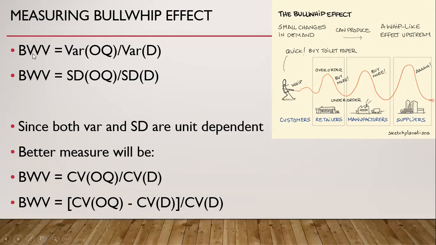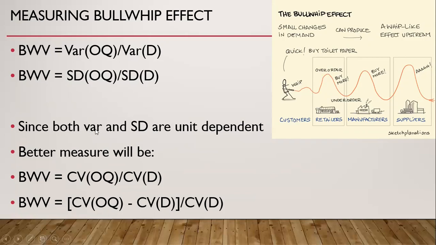So the bullwhip value or BWV is equal to the ratio of variance of ordered quantity divided by variance of demand, which is also equal to the ratio of standard deviation of ordered quantity and standard deviation of demand.